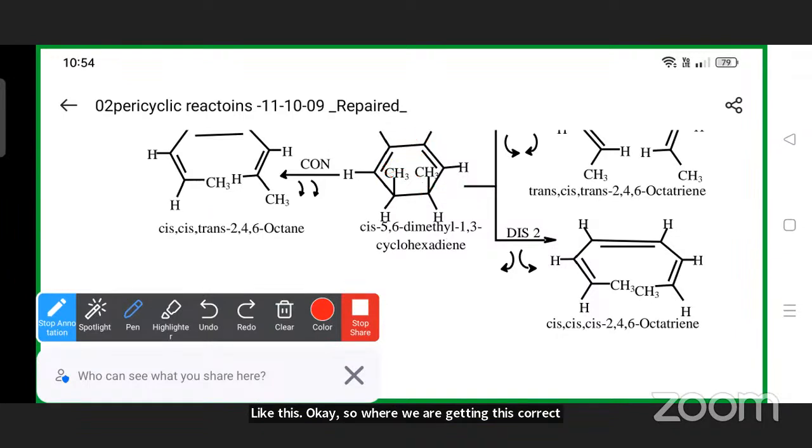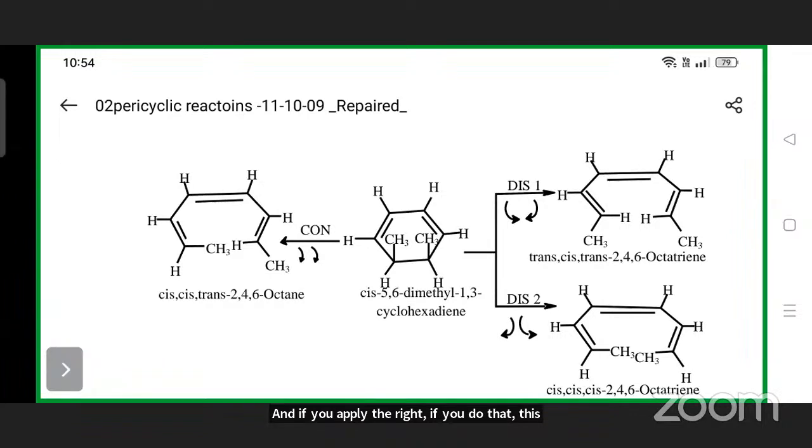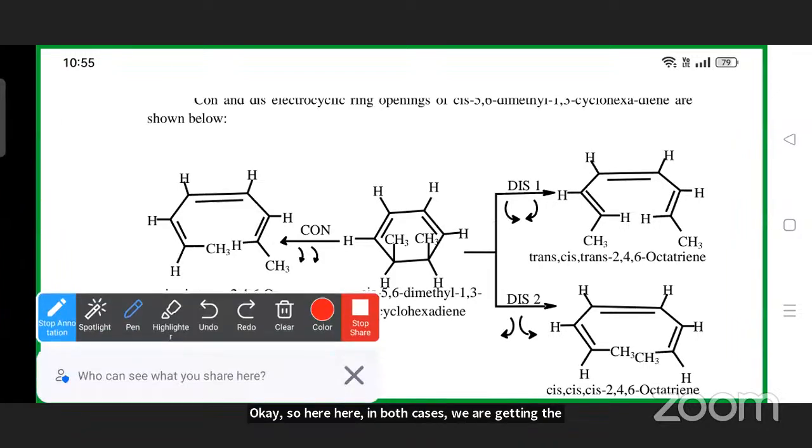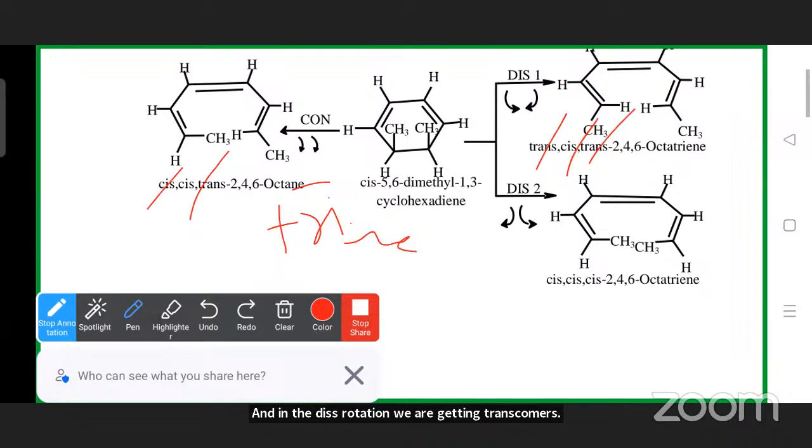So where we are getting this product, if you do this rotation, upon con rotation we are getting cis, cis, trans 2,4,6 octatriene, and upon dis rotation we are getting trans, cis, trans 2,4,6 octatriene. So in both cases we are getting the octatriene, here not octane, it is octatriene, but the stereochemistry is different. In con rotation we get cis, cis, trans, and in dis rotation we get trans, cis, trans. So the stereochemistry is obtained depending on the mode of the rotation, either con rotation or dis rotation.